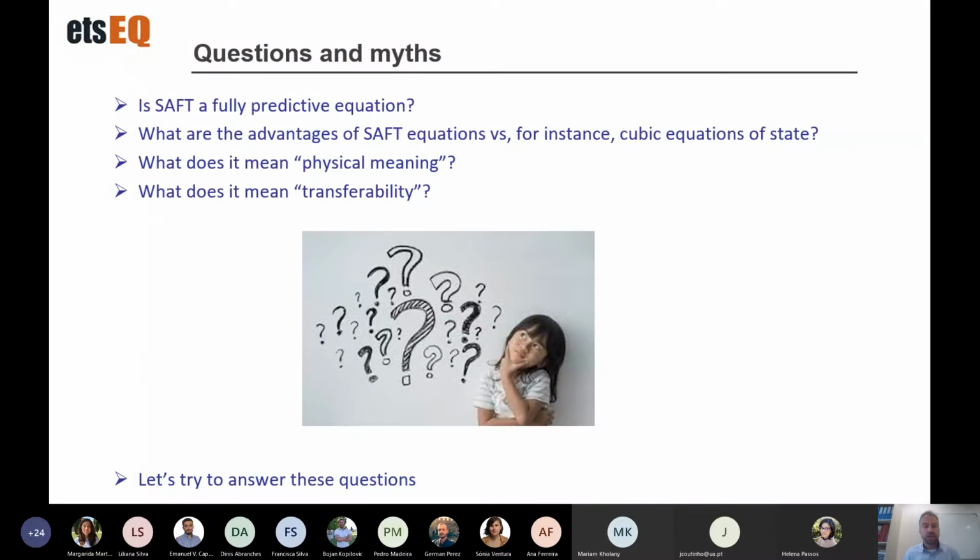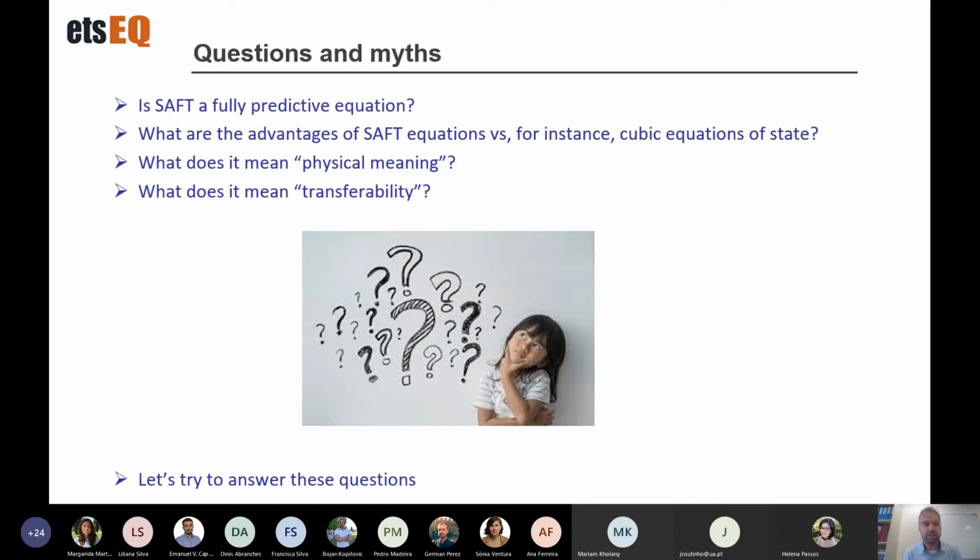But now I would like to say, there are many questions and many myths that can come from people that do not use SAFT typically, okay? Is SAFT a fully predictive equation? We have heard many presentations saying, oh, SAFT is fantastic, you can predict absolutely everything and so on. Is it true? What are the advantages of SAFT versus cubic equations of state?